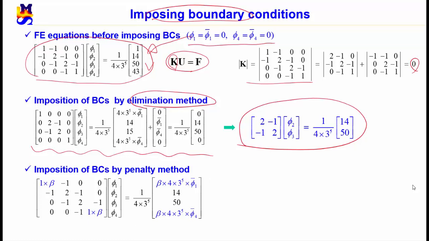There is another way to reflect the essential boundary conditions onto finite element equations. That is the so-called penalty method, which deals approximately with essential boundary conditions. Approximate imposition of essential boundary conditions is made by multiplying their associated diagonal terms and force components by a large real number. It is very simple, but relatively inefficient and inaccurate. This shows how to impose the essential boundary conditions in the penalty method.